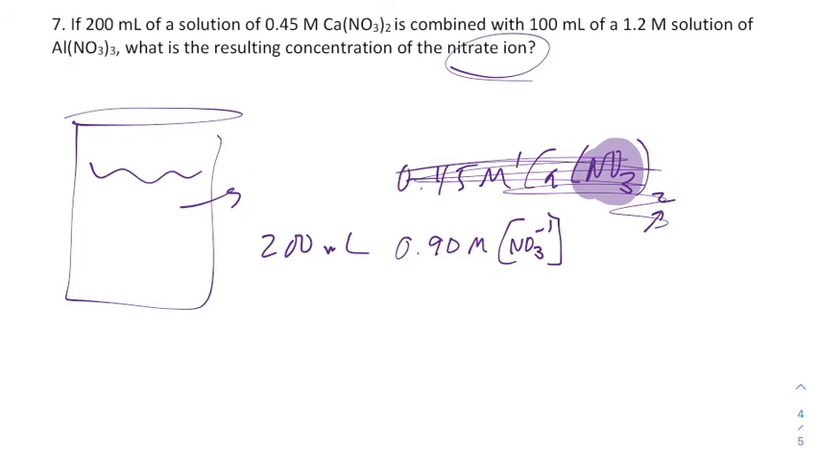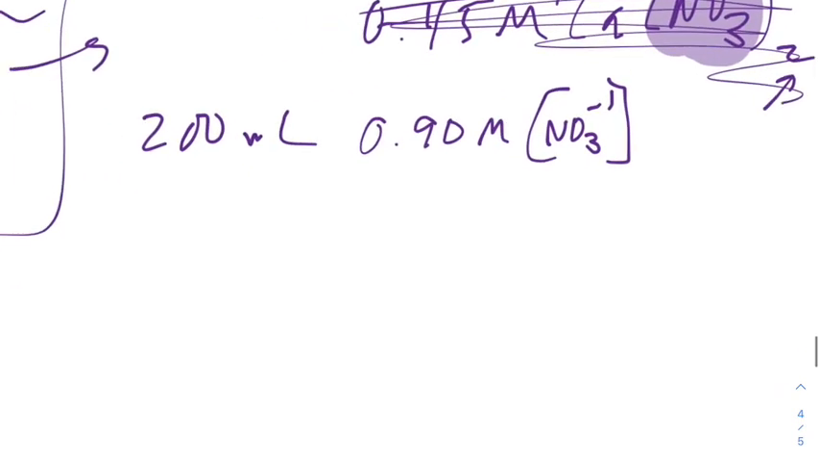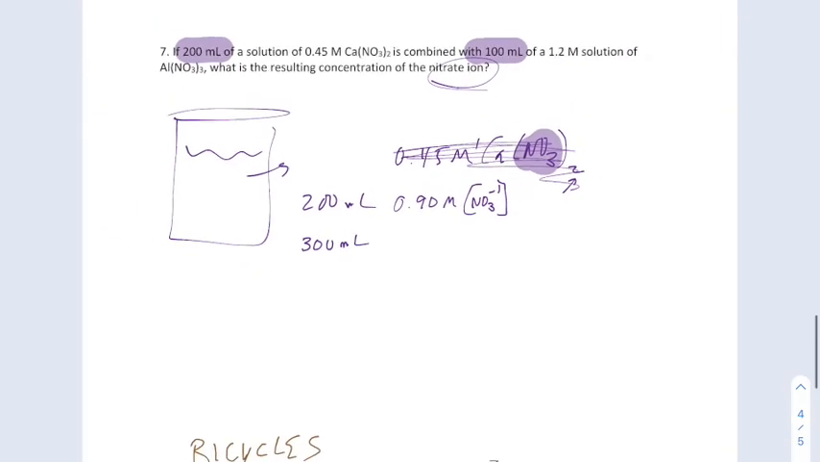Let's forget about the other one for a second and look at just this one, because apparently we're going to take 200 milliliters of it and combine it with 100 milliliters of the other. So this has now just become an M1V1, M2V2 problem. This is going to be from 200, and we're going to combine it with the other one, so it's going to go up to 300 milliliters.